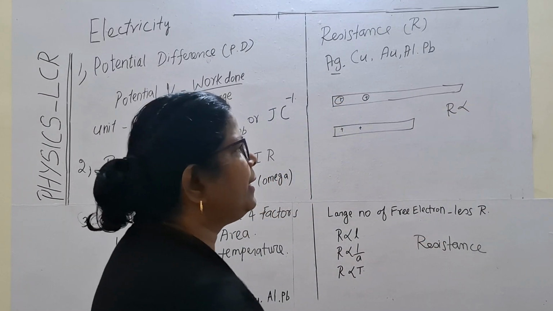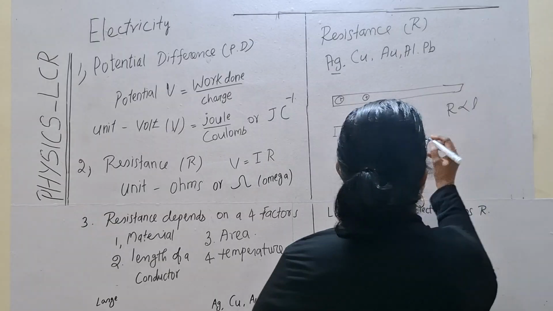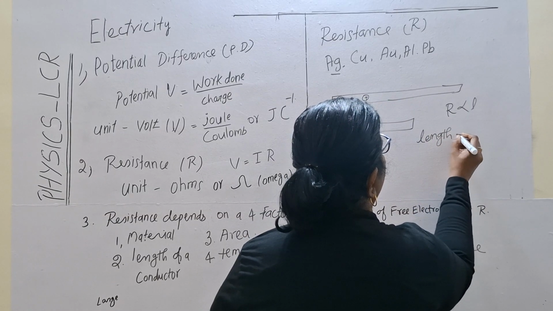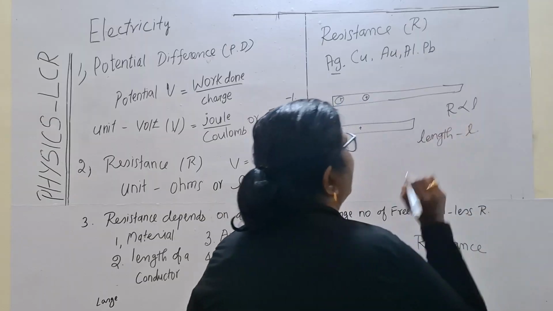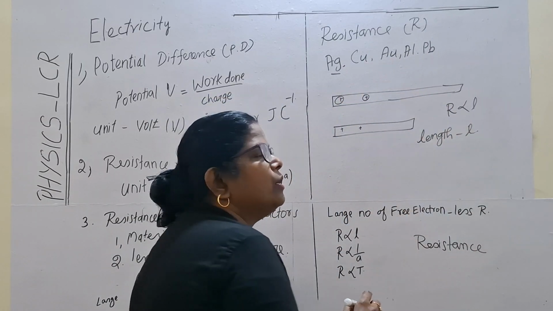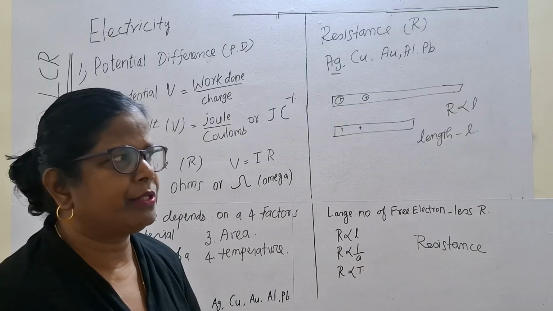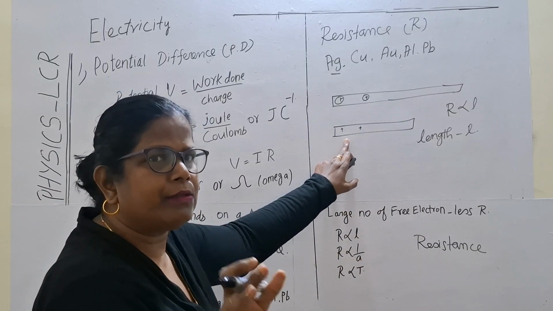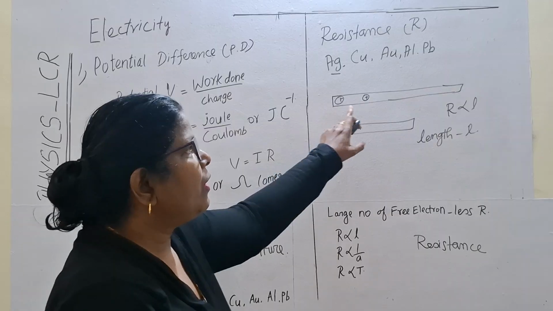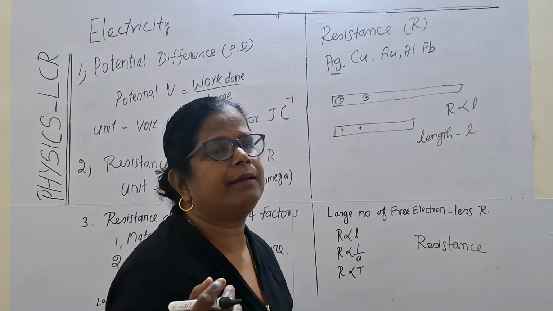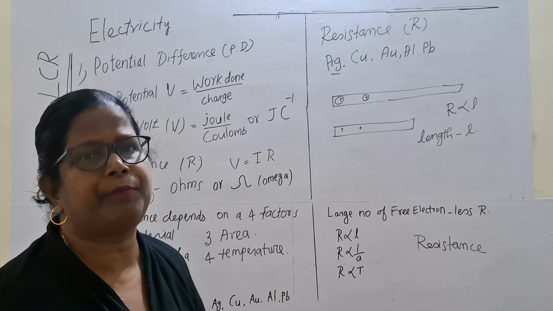is directly proportional to the length of the conductor. L is the length. R is the resistance, here I mentioned. So directly proportional. A shorter length of the conductor gives less resistance. A longer length gives more resistance. So resistance and length of the conductor are directly proportional.